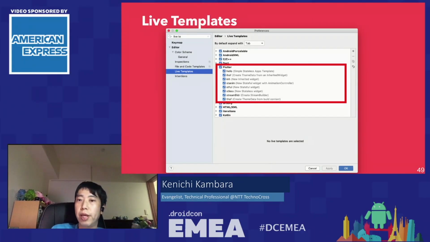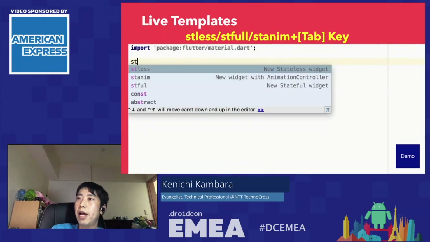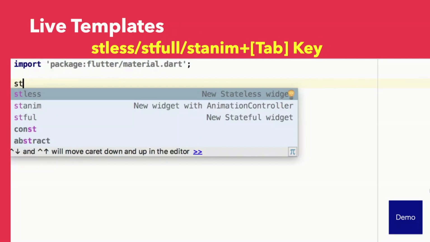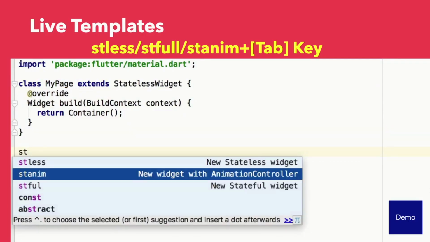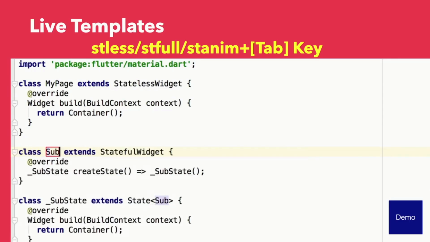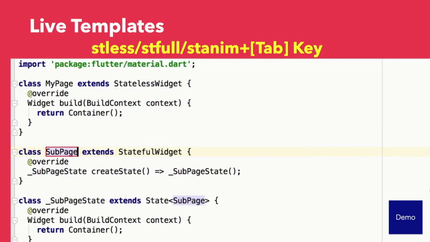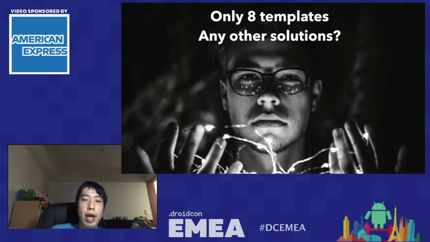I'll show you a demonstration. And this time, I'm typing stls and only tapping tab key. We can easily create a stateless widget. As same way, stful and tapping tab key, we can easily create a stateful widget. It's very useful assistant feature. But unfortunately, there are only 8 templates.